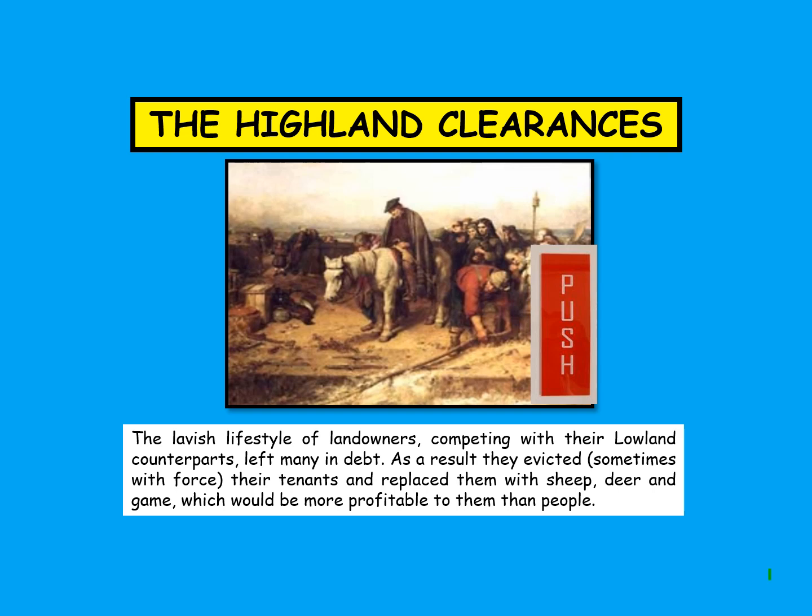So if you've paraphrased this or you've summarised it into your own words, that's totally fine, but the key things that you should have some sort of link to is that pretty much the landowners had this very lavish lifestyle, so I'll just highlight that bit there, and the fact that it left many of them in debt. So as a result, they evicted their tenants and replaced them with sheep, deer and game, which would be more profitable to them than people.